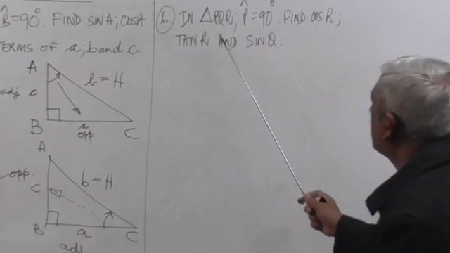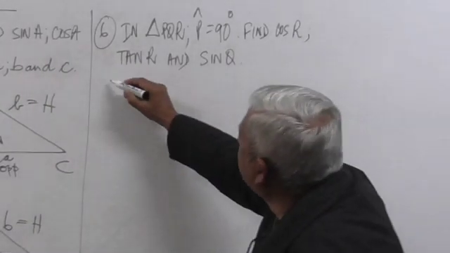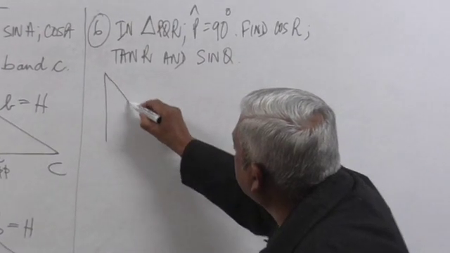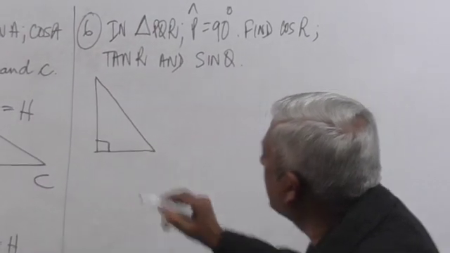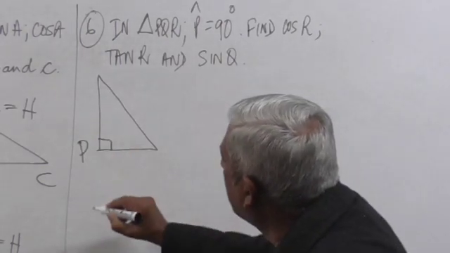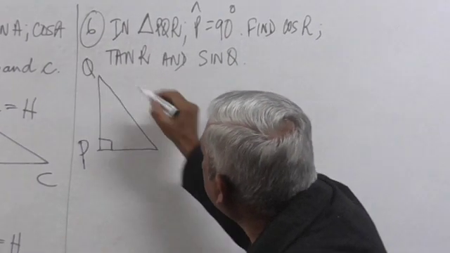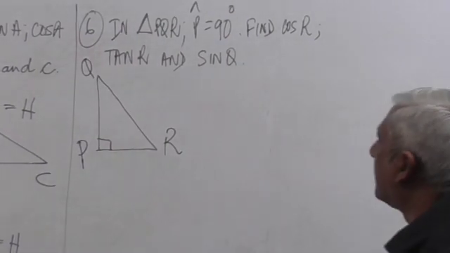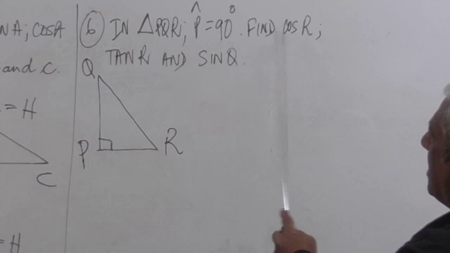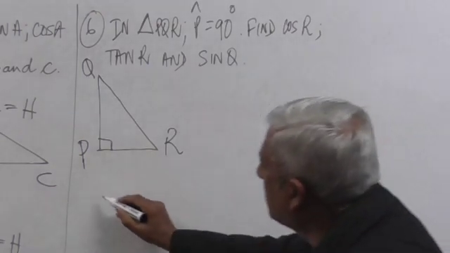Now in number 6, you've got triangle PQR where angle P is 90. So draw your triangle. P is 90, put down P first. So P is there. And then you can put Q and R anyway, it doesn't matter. There's Q, there's R. Now you want cos R, tan R, and sine Q. That means you must draw the diagram 2 times.